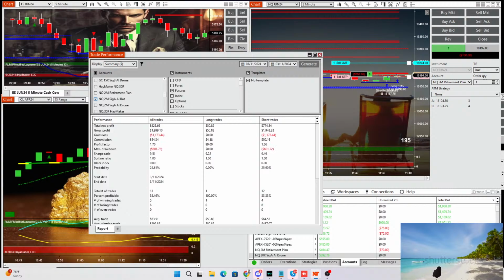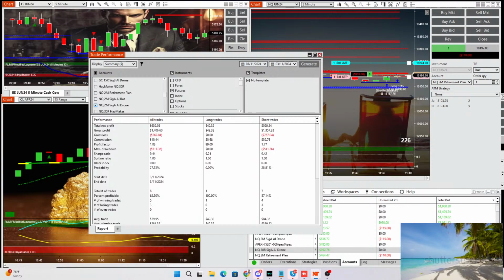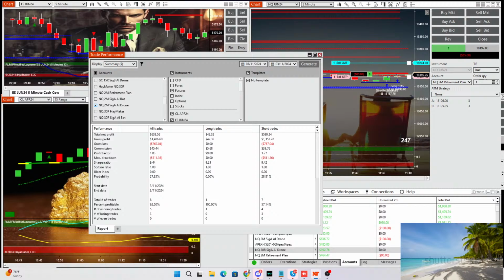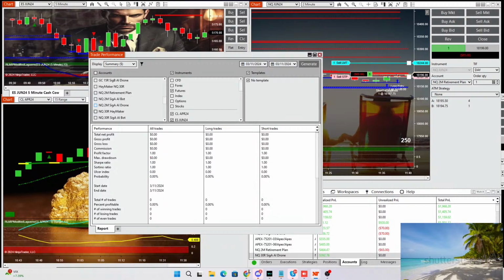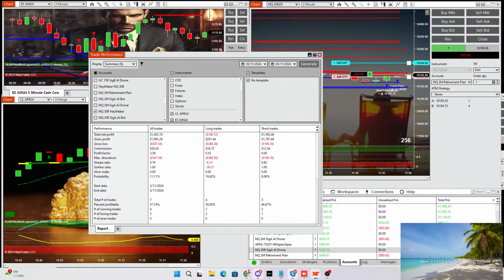The 2-minute AI bot up 825. The 2-minute AI drone up 639. This was a second Haymaker strategy I had. It might be a duplicate. I'll have to check.